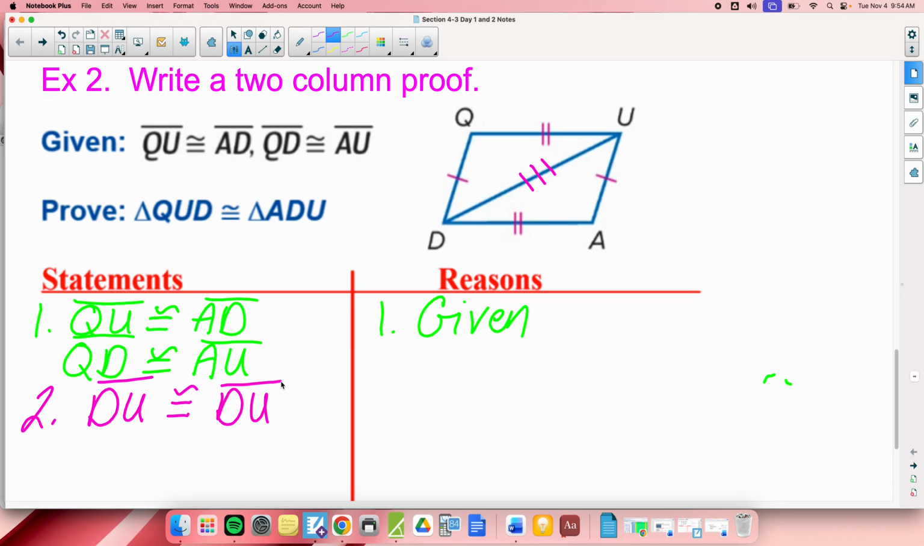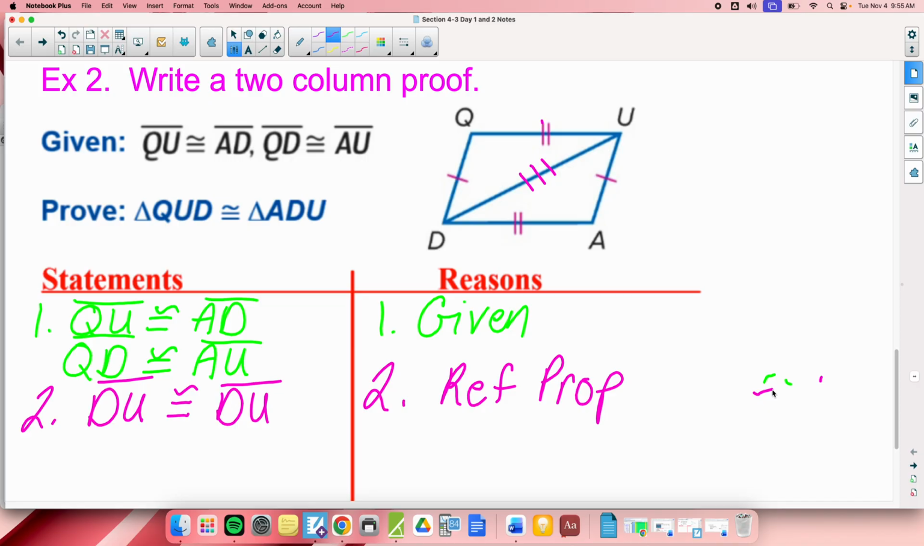DU is congruent to DU, and that is reflexive property. We use reflexive property in a lot of proofs in this chapter. Anytime 2 triangles share a side, that is reflexive property. Now, according to side, side, side, if you ever have marks on one triangle where all 3 sides are congruent to 3 sides of the other triangle, that is enough to say that your triangles are congruent.